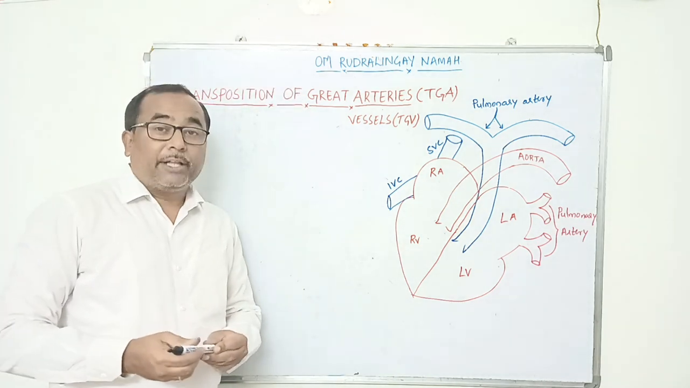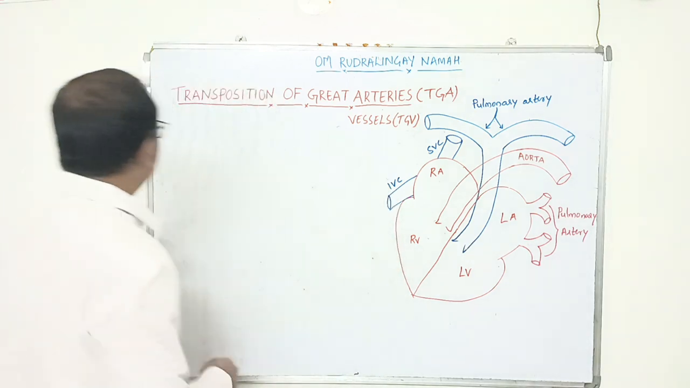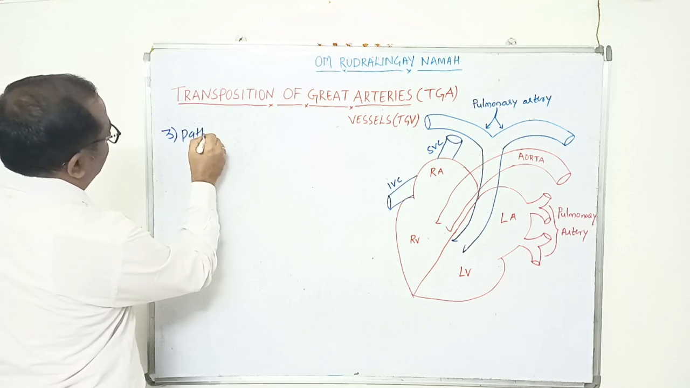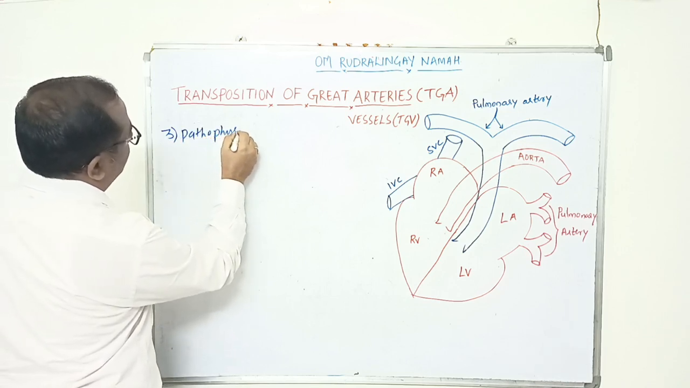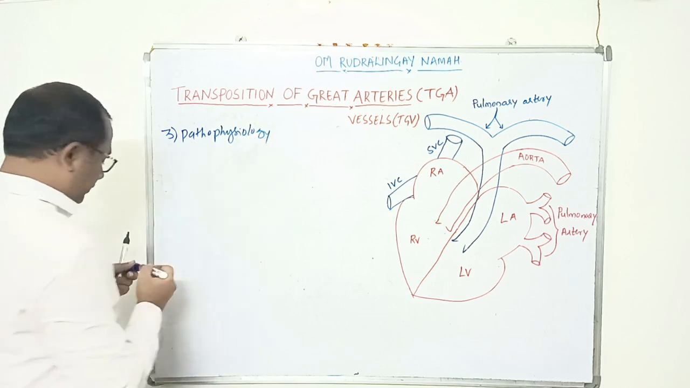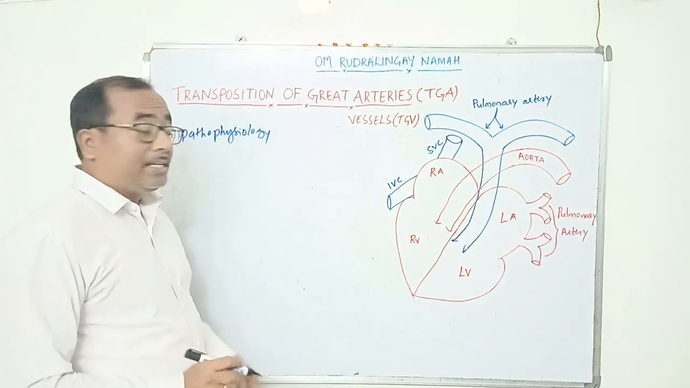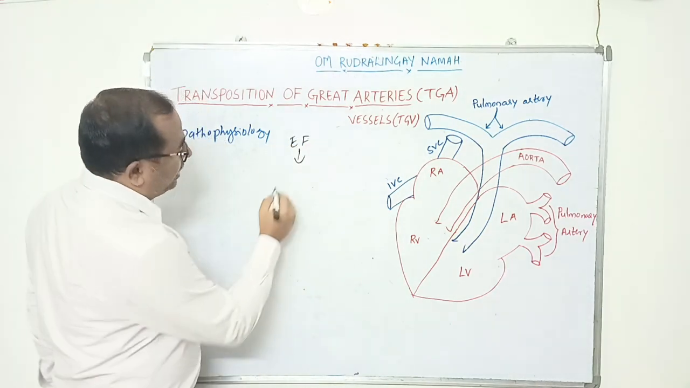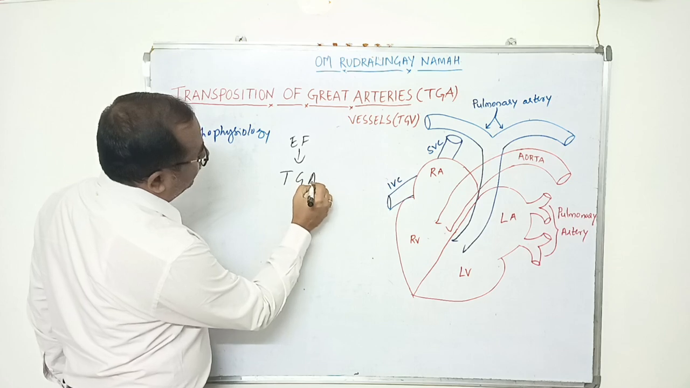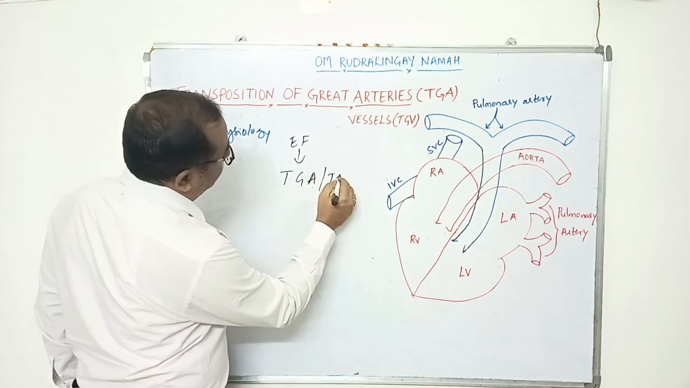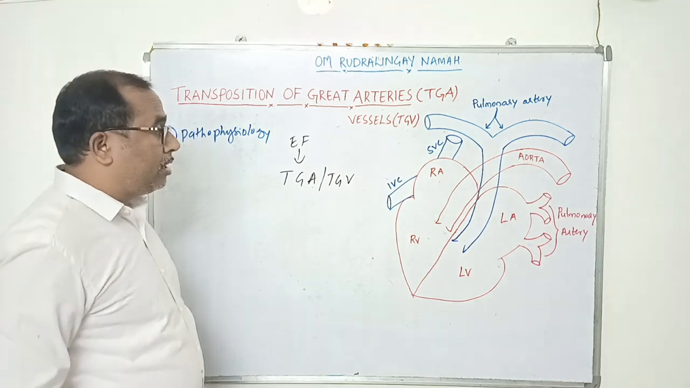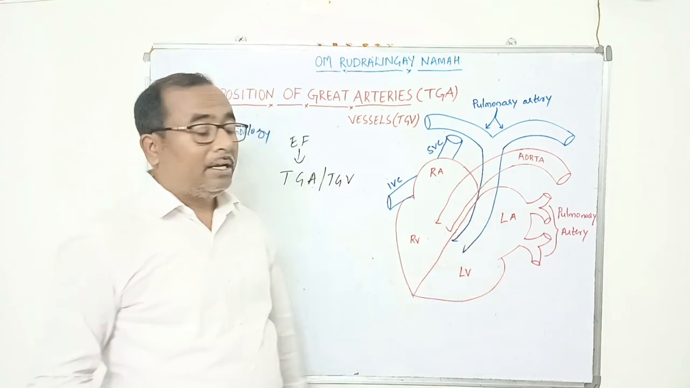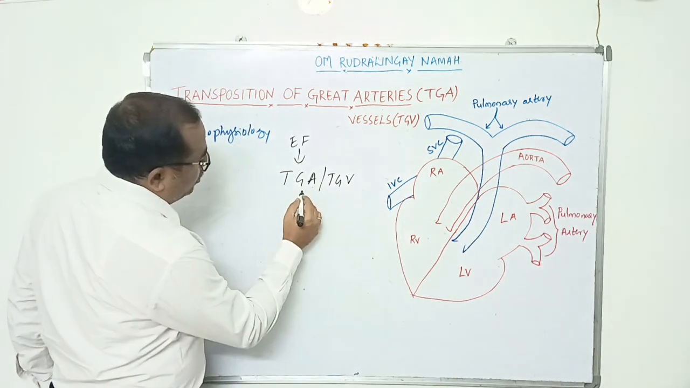Now let us discuss about the pathophysiology. So what happens here? First, due to etiological factors, there is a structural defect, that is transposition of great vessels or transposition of great arteries. Okay. So because of this, what happens here? Aorta arises from the right ventricle and pulmonary artery arises from the left ventricle. Okay.